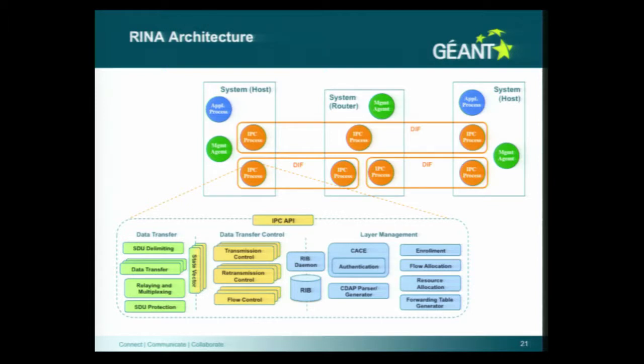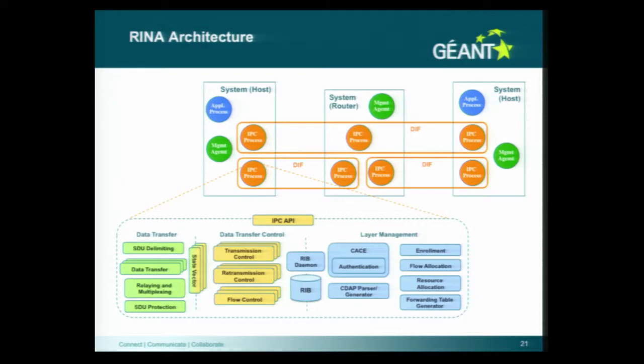I'll stop here for a moment. So every system has applications running. It has a management agent which manages all the IPC processes in the system, and each IPC process follows this API. It has these functions. So you have data transfer, you have data transfer control, which is similar to TCP. So it is responsible for transmission control, for retransmission, so for sending ACKs, deciding how long you should wait for an ACK, how many ACKs you should receive, things like that, doing flow control.